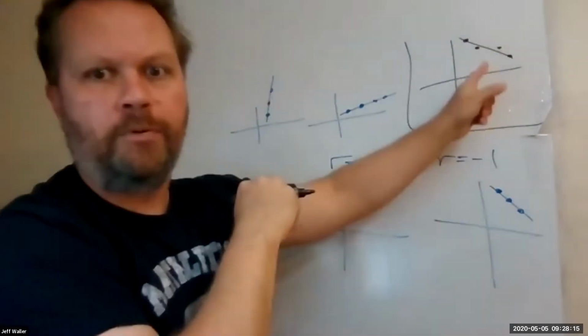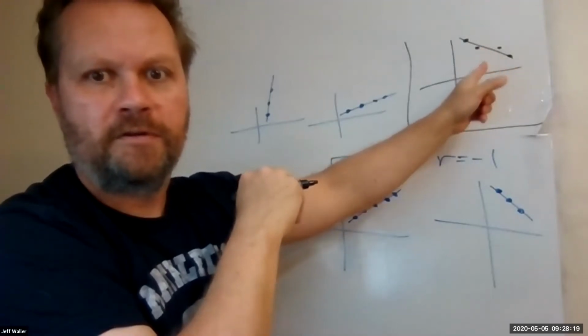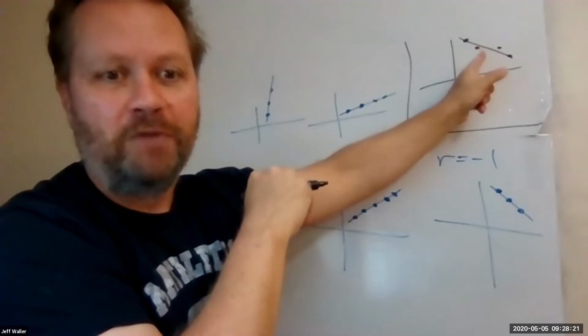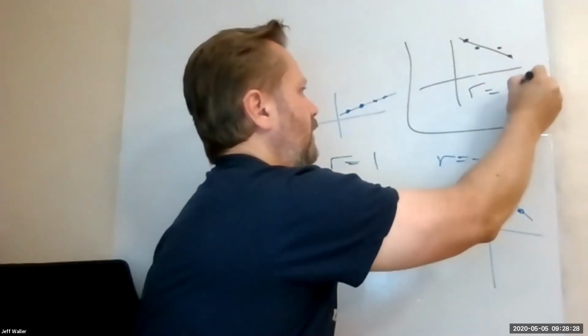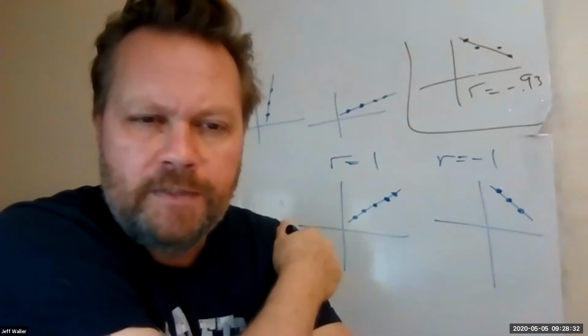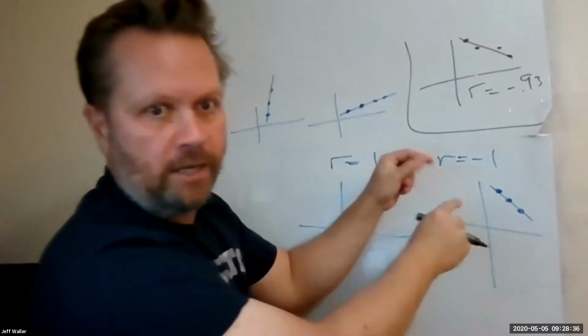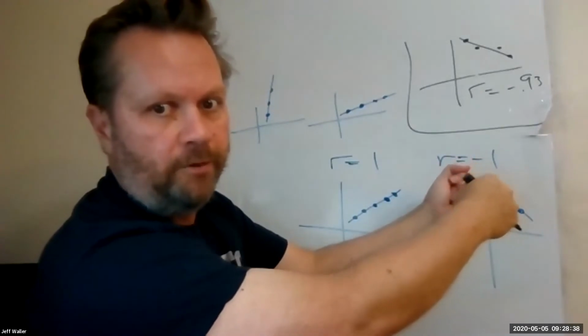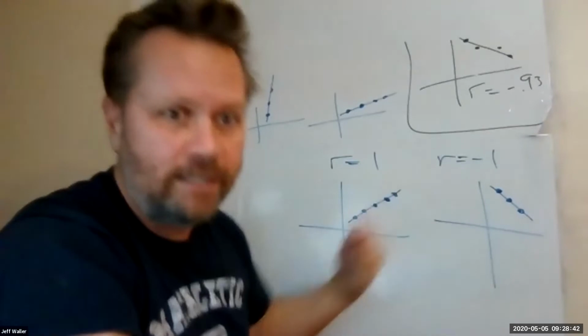Right? Are all the points on the line on this problem? No. But are they really, really close? Yes, so then R might be something like -0.93. Do you guys get what I'm saying? -1 means perfectly lined up negatively. The minute I start pulling points away from the line, they get closer to 0.